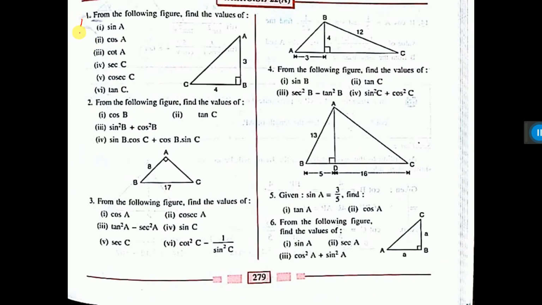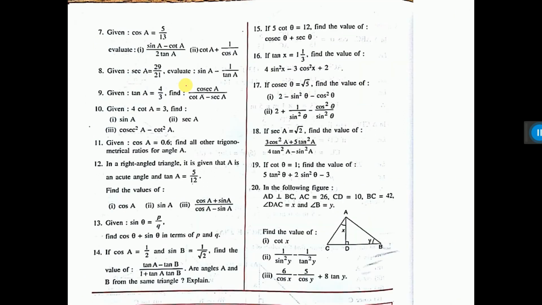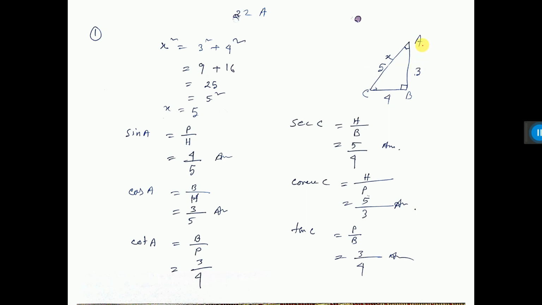Now see this sum we have to do. Sum number 1. From the following figure, find the values of the ratios. So the diagram I have drawn. 3 and 4 are given.